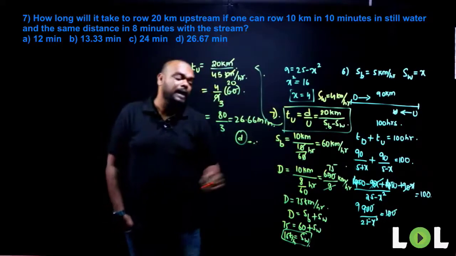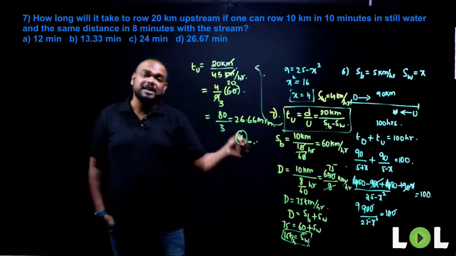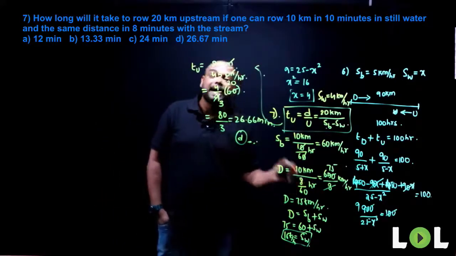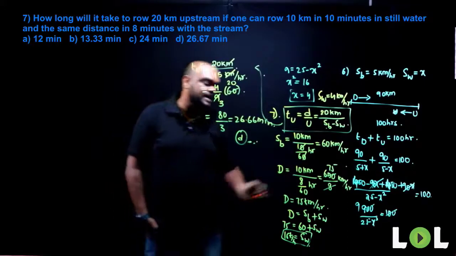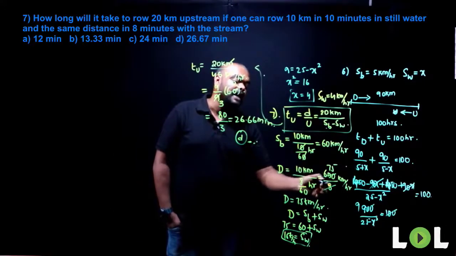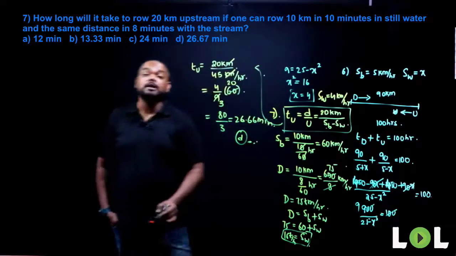I can calculate the downstream speed. Once again, speed is distance traveled by time taken. Distance is the same distance, 10 km, divided by the time given, 8 minutes, that is 8 by 60 hours. So 60 goes to the numerator. 600 by 8 will give us 75 km per hour.